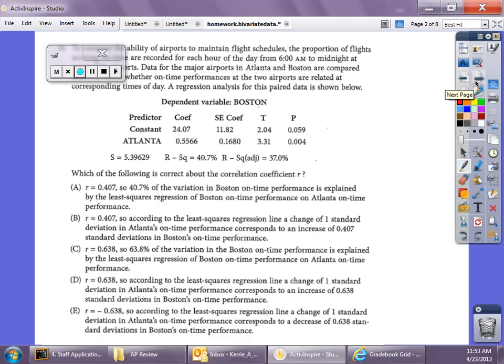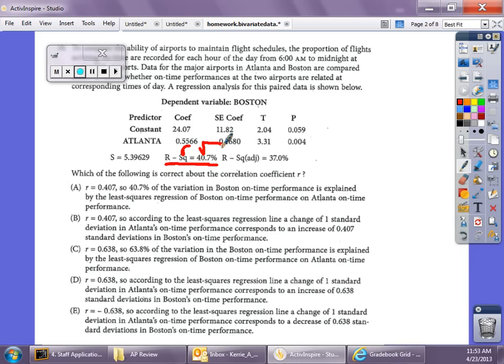In the computer output, we are given that the dependent variable is Boston. The independent variable, therefore, is Atlanta based on this data. We're given our R squared and our adjusted R squared. Remember, we want to use R squared to get our R value from. We take the square root of that. So let's look at these statements. They give us statements about R and then interpretations. So again, if we want to know about R, we're going to take our R squared, square root it.